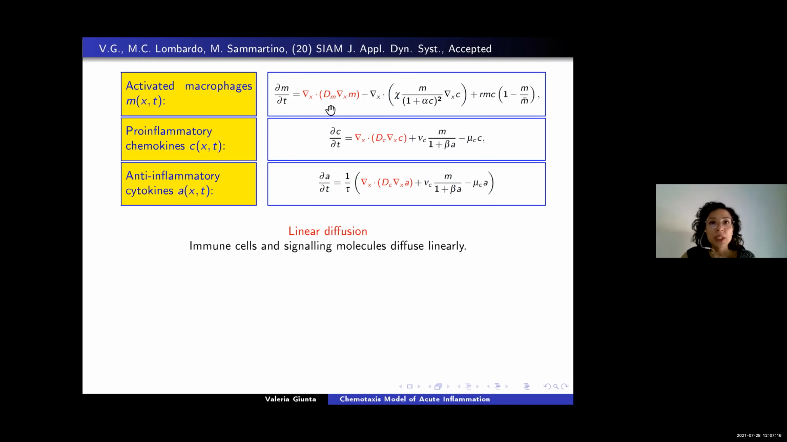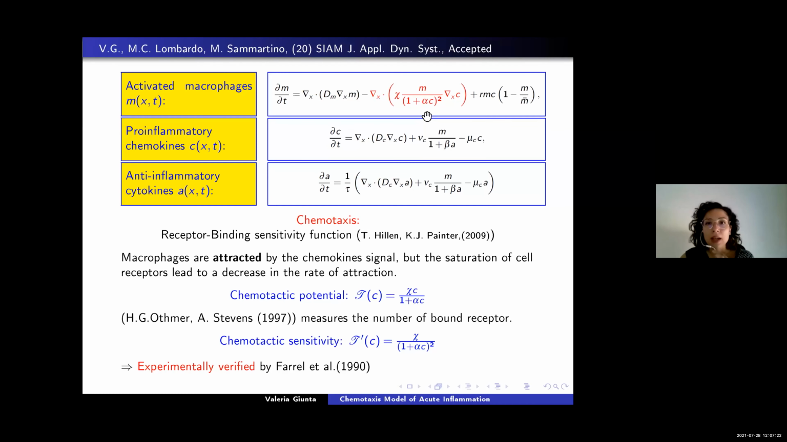All 3 populations diffuse linearly in space, and in particular, macrophages are characterized by a chemotactic movement, which is described by this term here. And this function, the chemotactic sensitivity function, describes a very well-known phenomenon in biology.